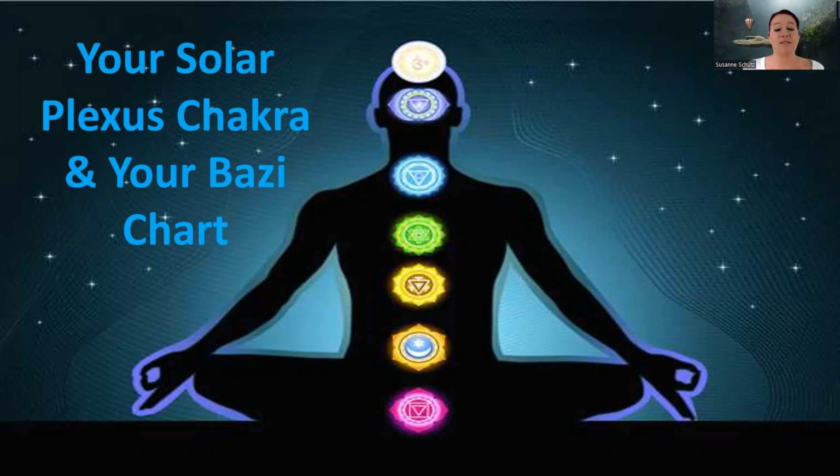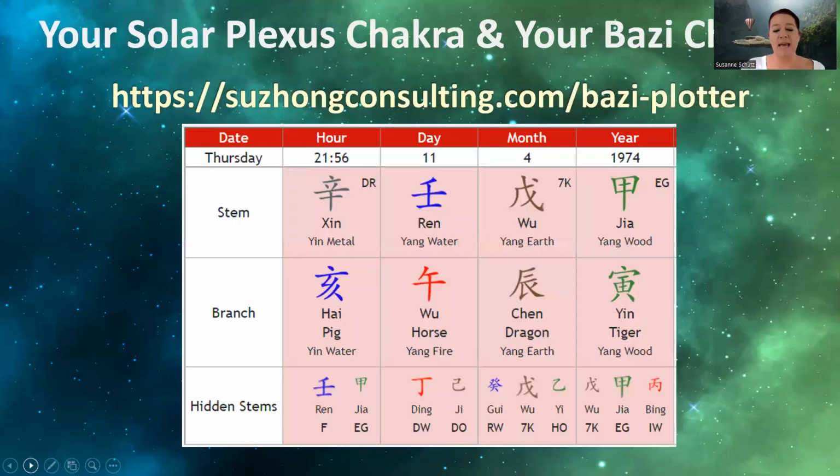Today we're going to talk about the solar plexus chakra and how you can detect potential blocks in that particular chakra through your Bazi chart, your Chinese astrology chart. This is actually part 3 of a 7-part series, so if you haven't checked out the root chakra and the sacral chakra sections, you can just check my videos. They've already been released. The solar plexus chakra and your Bazi chart are seen in the day pillar.